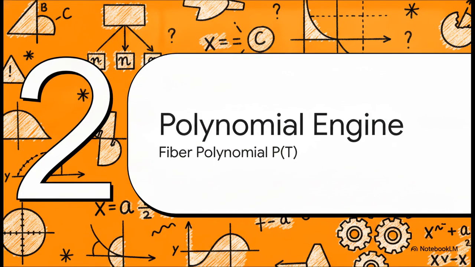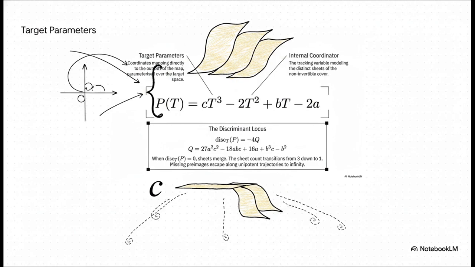Moving right along to part 2, the fiber polynomial engine. Okay, this is where the algebra gets truly beautiful. Check out the fiber polynomial equation right here. Do you notice that CT cubed term? Well, that's our internal coordinator. It models the distinct sheets of our non-invertible cover.